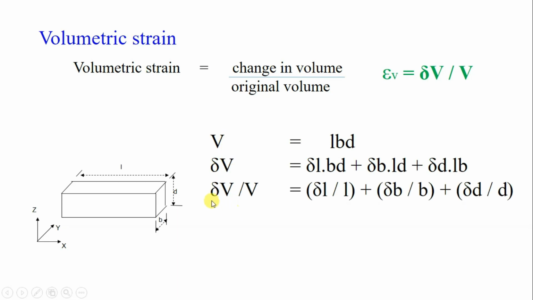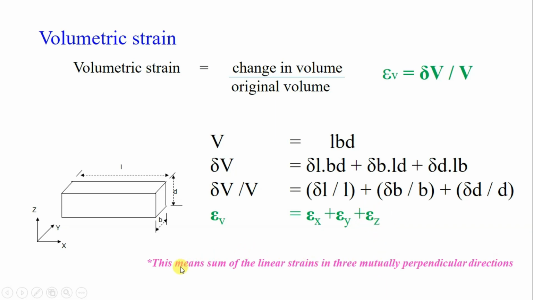That is, we get delta V by V, that is the volumetric strain. So what happens? Delta L into BD divided by LBD gives you delta L by L. Similarly, for the second part we get delta B by B, and for the third part we get delta D by D. So this volumetric strain is delta L by L plus delta B by B plus delta D by D, that is strain along x direction plus strain along y direction plus strain along z direction.